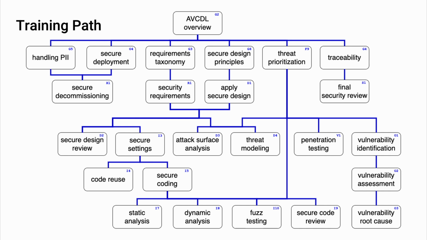Here's the overall AVCDL training path. If you're taking this training, it's assumed that you've already completed the AVCDL overview training and that you've completed the requirements taxonomy, security requirements, secure design principles, apply secure design, and threat prioritization plan training. Additionally, you should have completed the threat modeling overview, model creation, and model analysis trainings. This training will cover threat candidate triage.